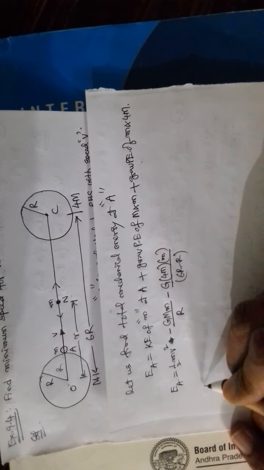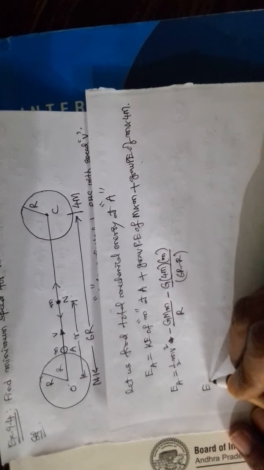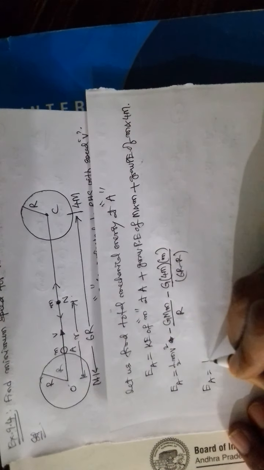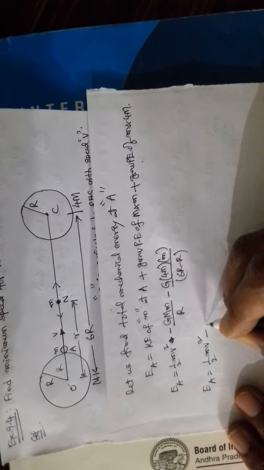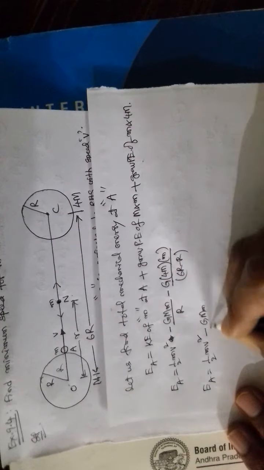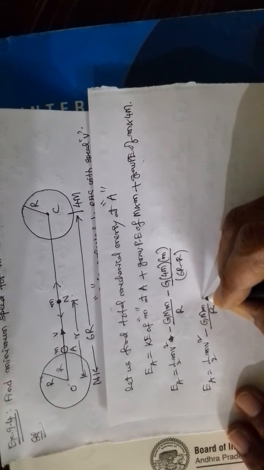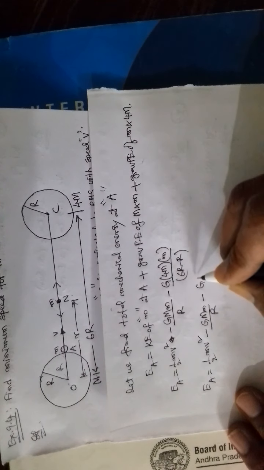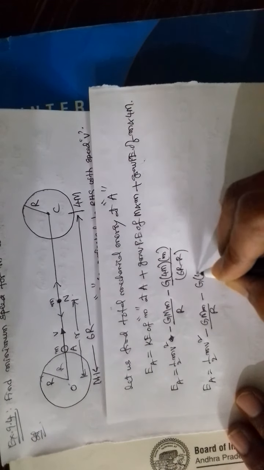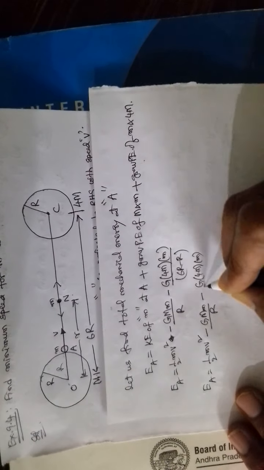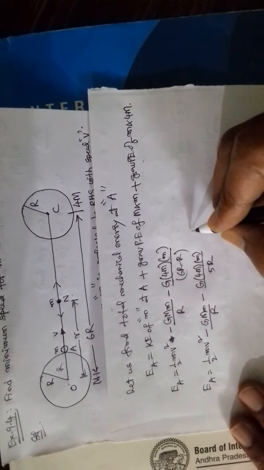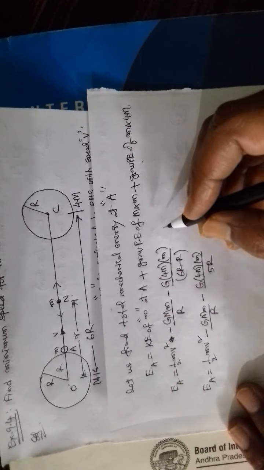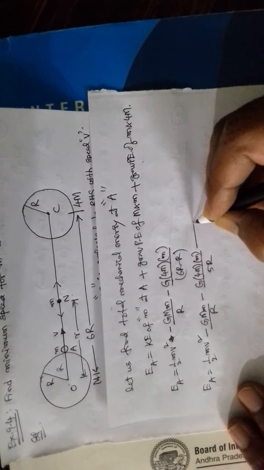Now E A is equal to half m v square minus g capital M by r minus g for m small m by 5r. See, this is equation 1.